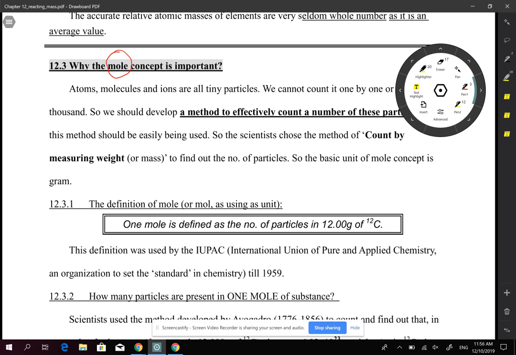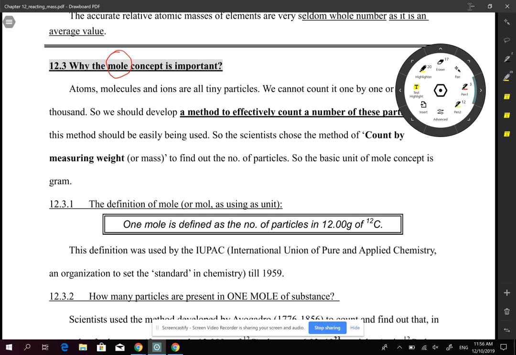We will not count it one by one. We will weigh it. Okay? We will try to find out the weight. So we should relate the weight of a substance with the number of substance. Okay, the mole concept is a concept that relates the weight of a substance with the number of that substance. And 1 mole is a universal unit. Mole is the number of substance. 1 mole just means 1 mole of, for example, chlorine and 1 mole of sodium. They have the same number of particles.